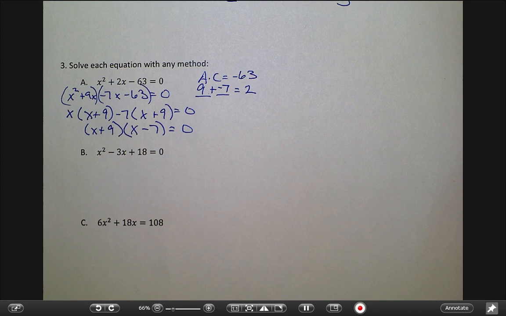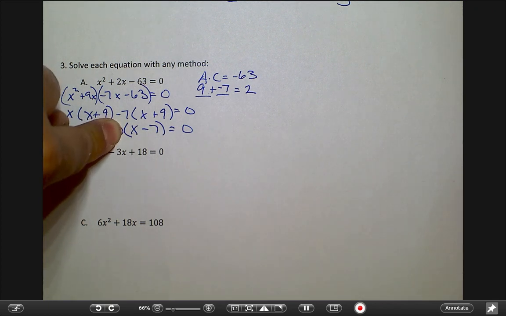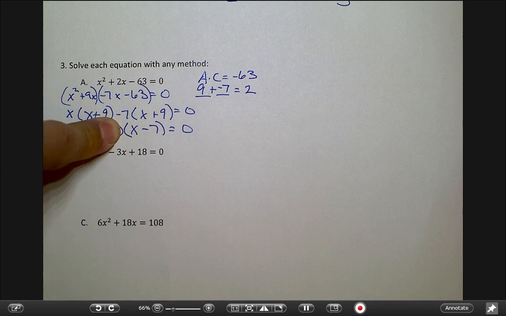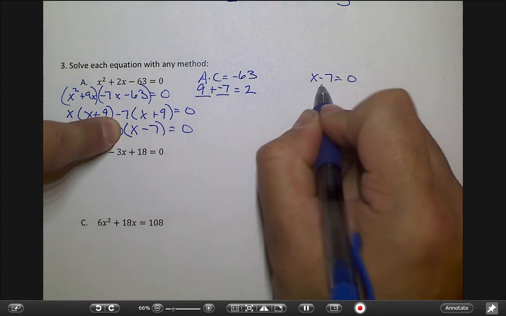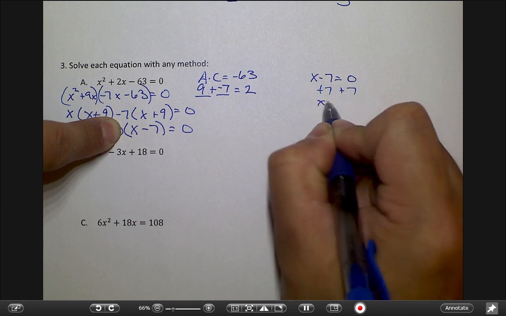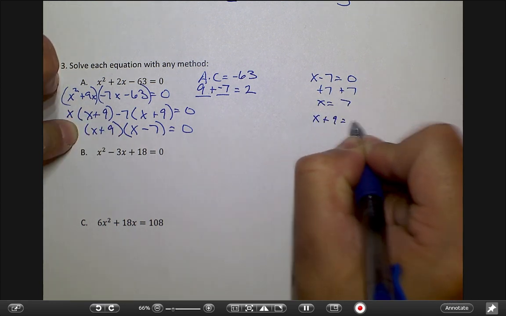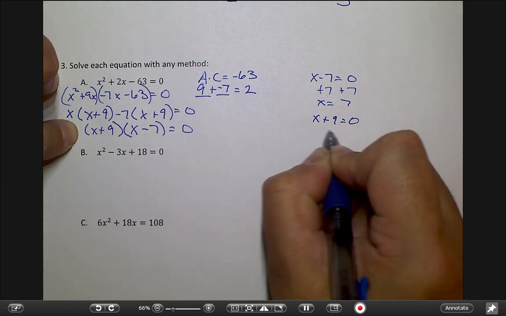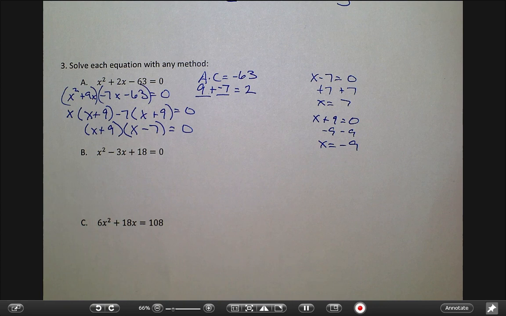Now, these are the factors, right? But for solutions, we know that all factors equal 0, and a solution should say x equals. So I'm going to go with x minus 7 equals 0. Add 7. X is 7. X plus 9 equals 0. Subtract 9. X is negative 9.